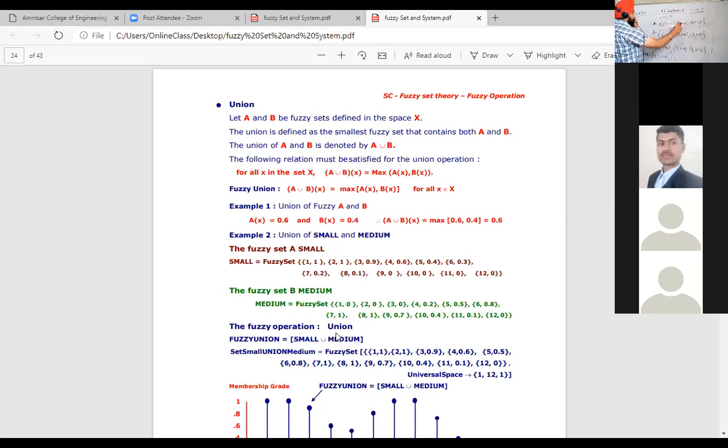Second element 2. Here it is 0.4, here it is 0.6. You will take 0.4. For the third element 3, it is 0.3 and 0.2. The minimum is 0.2.